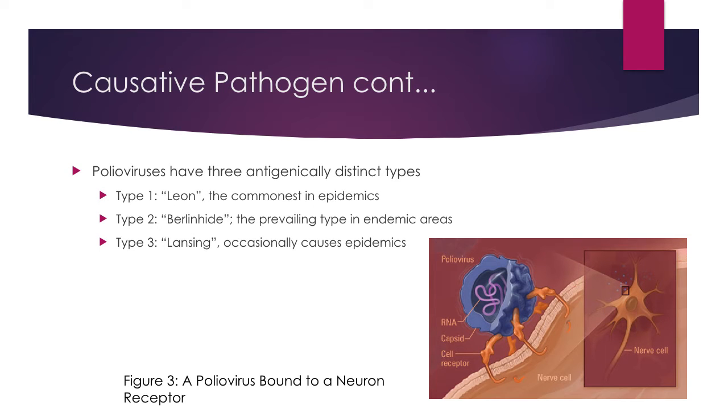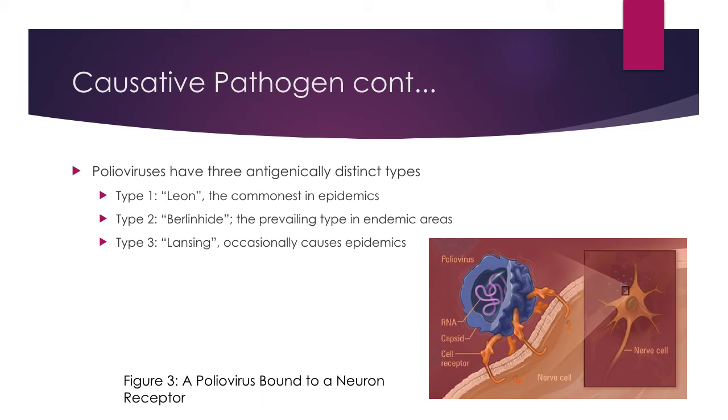Continuing with causative pathogen, the poliovirus is an obligate intracellular parasite which has been classified into three main types. So you have the Brunhilde, named after the rhesus monkey in which the virus was first identified. You have Lansing, which is isolated from a fatal case of bulbar polio in Lansing, Michigan. And you have the Leon, identified in a child named Leon during the Los Angeles epidemic.